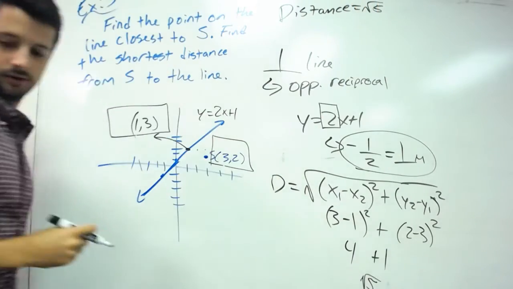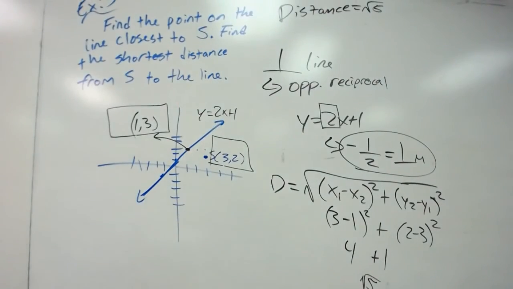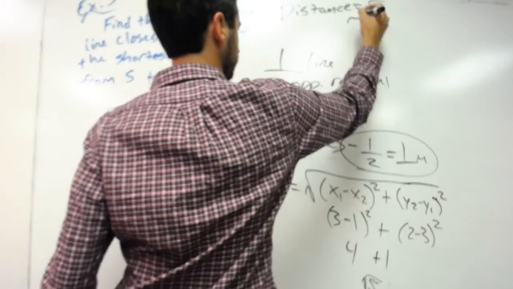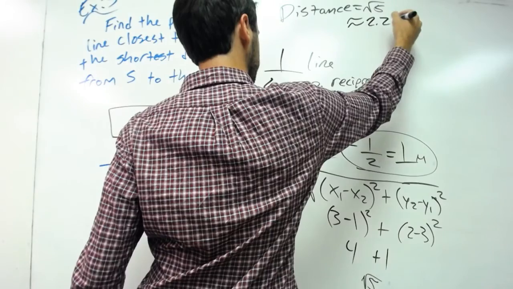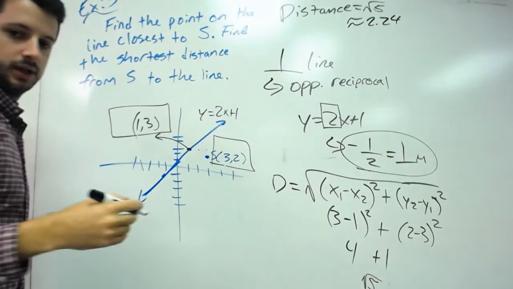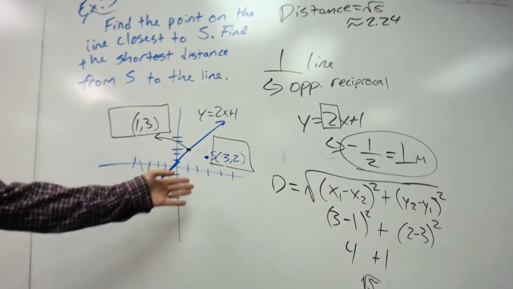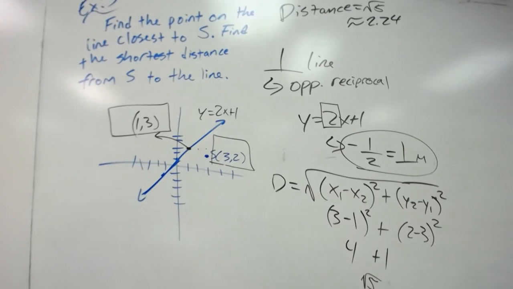I don't know if it asks for decimal or anything like that. If you want a decimal, it'd be roughly 2.24, but either of those really would work. So that is your distance, and that is how you find the distance from a point not on a line to a line. You got to use the perpendicular slope.